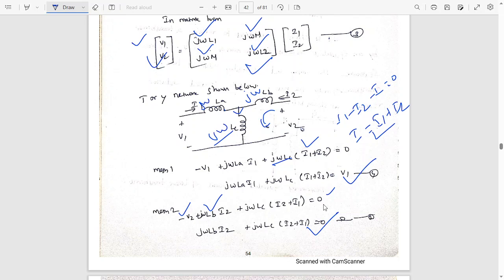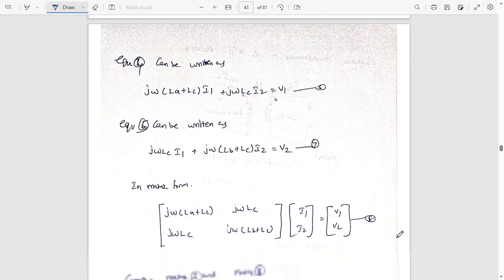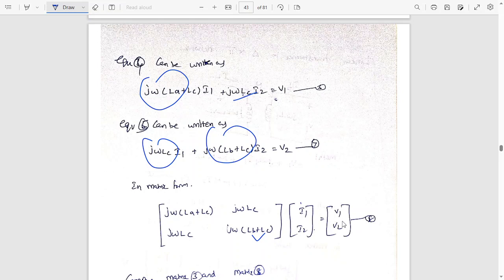Now I can write these two equations in matrix form. Actually it is not 0, it has to be V2. So we have V2 on the left hand side, this can be taken to the right hand side. So we got these two equations. Now we can write them in matrix form. So j omega (LA plus LC) is the coefficient of I1, j omega LC is the coefficient of I2, j omega LC is the coefficient of I1, and j omega (LB plus LC) is the coefficient of I2, multiplied by I1, I2, equal to V1, V2.